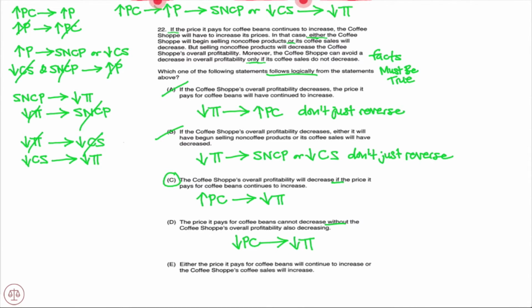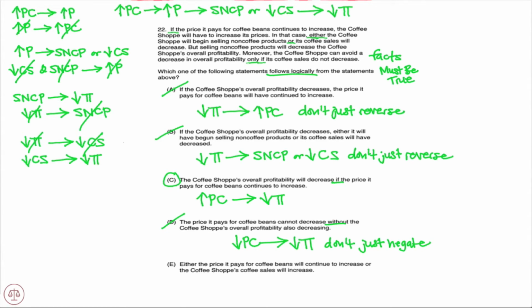But again, all carrots are vegetables. Does the fact that I don't have a carrot mean I don't have a vegetable? No, because there's other things that are vegetables in this world. And just like that, just because we don't see an increase in the price of coffee beans doesn't mean that we won't see a decrease in profitability. There could be other things sufficient for a decrease in profitability. So again, we know: don't just negate. So D would be eliminated.